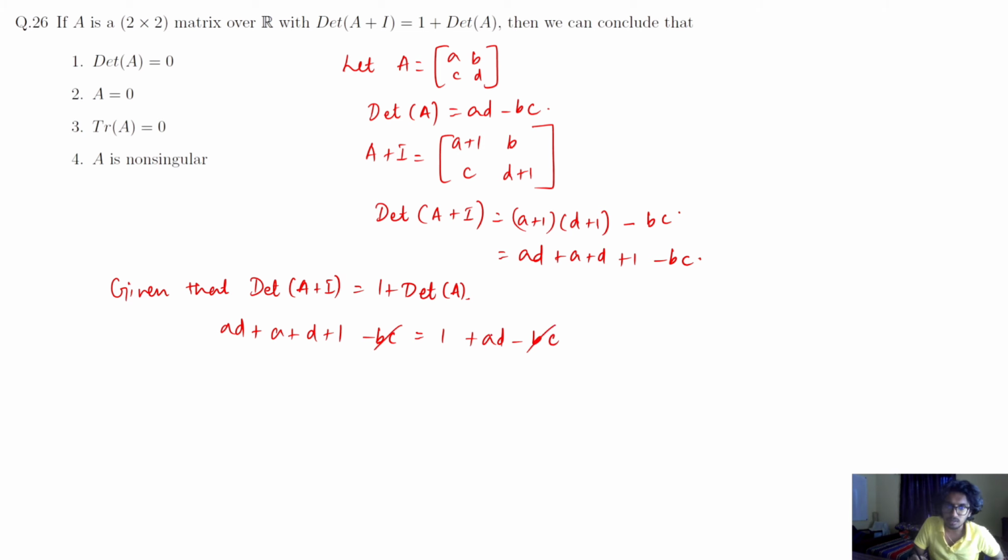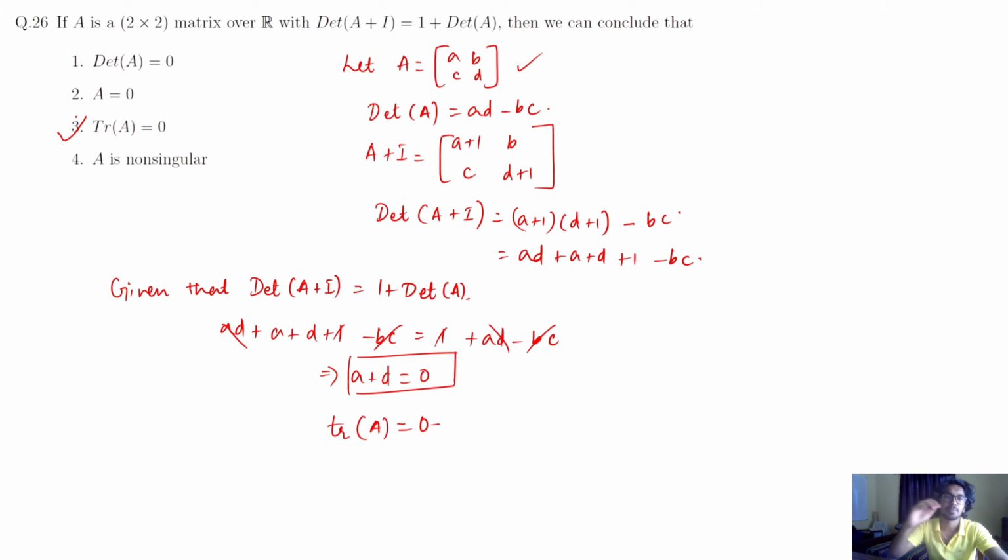So the terms get cancelled and we are left with a plus d equals 0. What is this a plus d? That is the trace of the given matrix. So the trace of A has to be equal to 0. That's it.